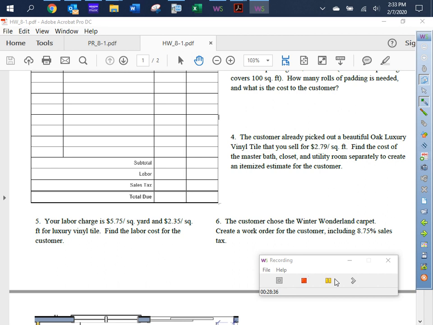I really don't know what's going on with this, but I don't want to lose this video. So if you have questions, there's a typo on number 4. This is from the previous problem we copied and pasted. They just want you to find the cost of the bathroom and the hallway.